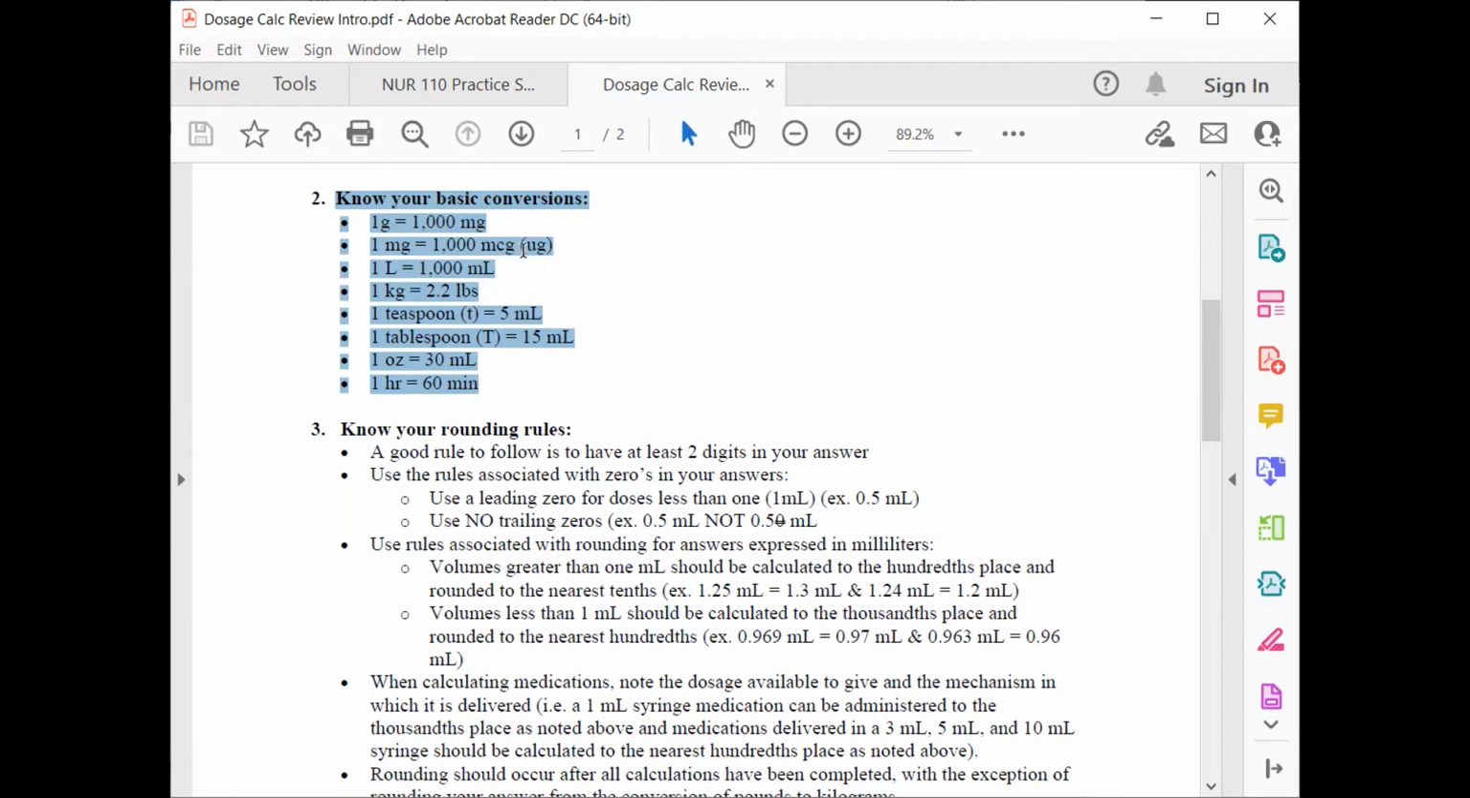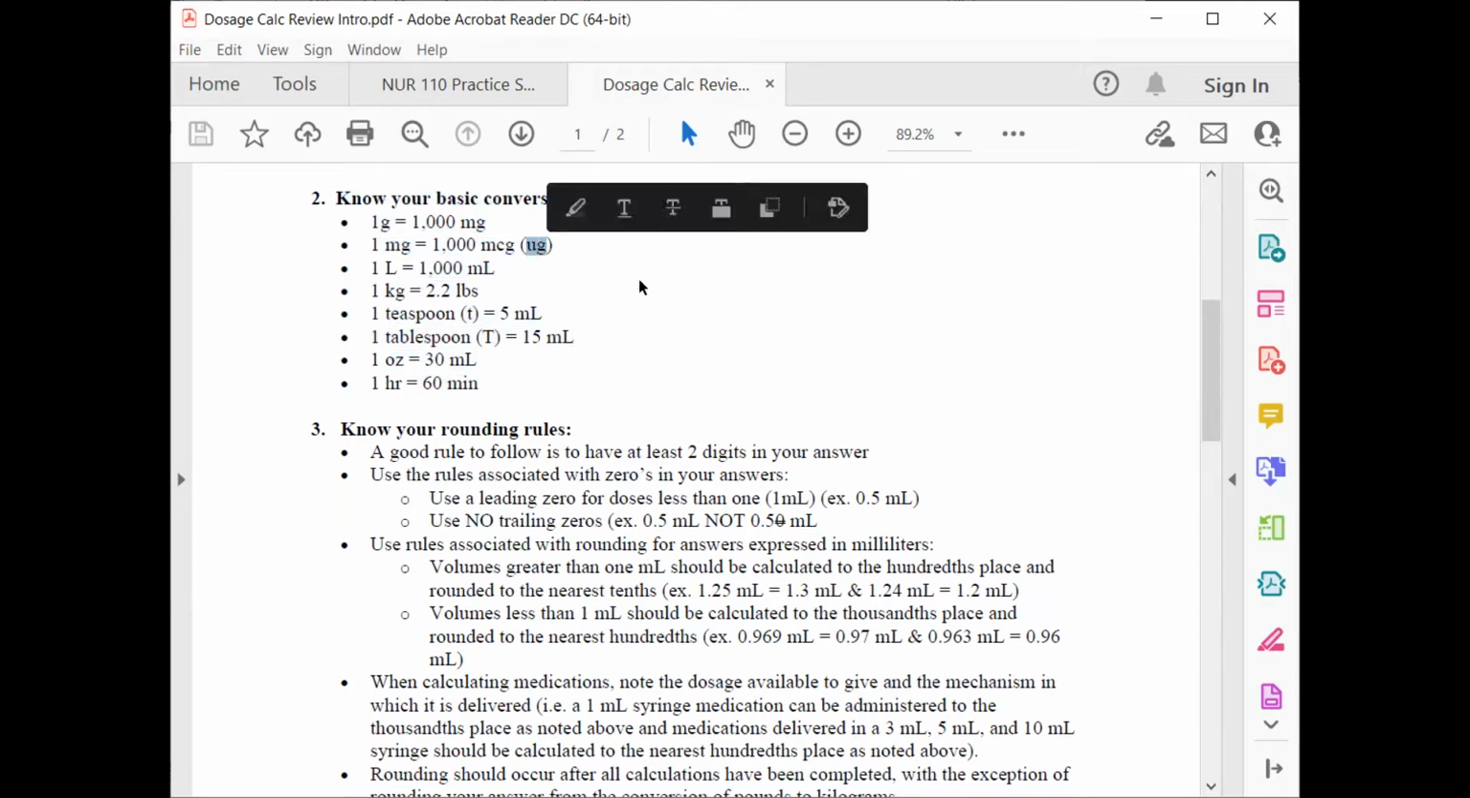And then occasionally, and you'll see it on drug labels, it'll be labeled what looks like a U. It's actually the Greek letter mu. So it's kind of like a funky M or a fancy, cursive U, but it indicates micro. 1 liter is 1,000 milliliters. 1 kilogram is 2.2 pounds. 1 teaspoon is 5 ml.